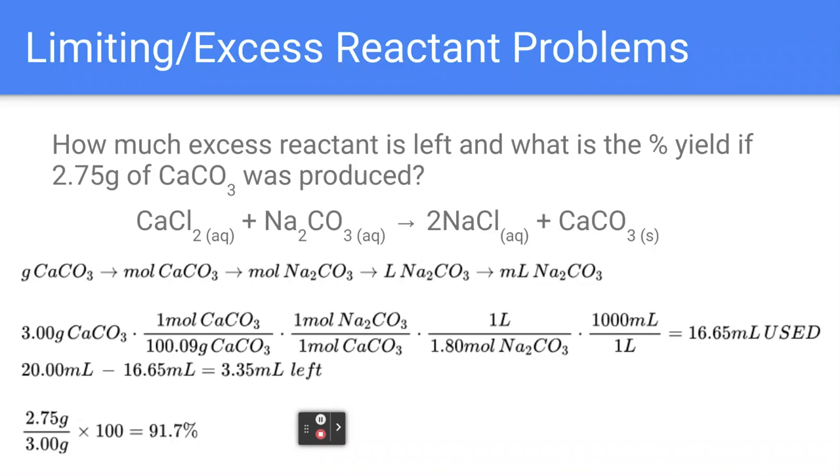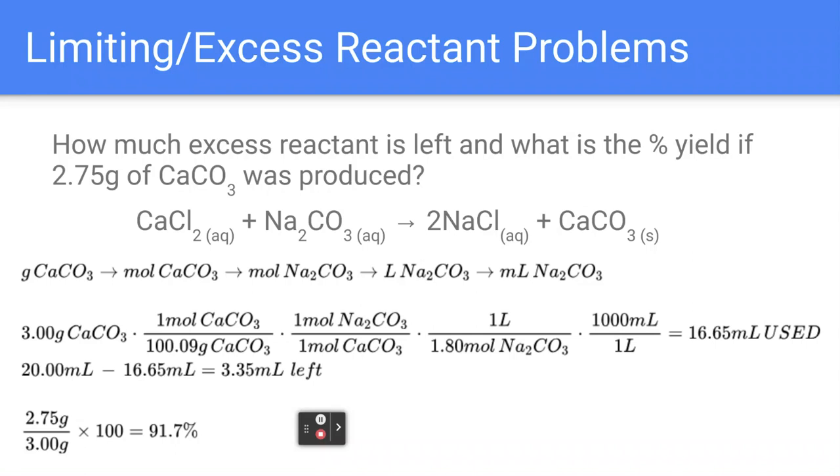Using the molar mass, get us out of grams of calcium carbonate into moles, out of moles of calcium carbonate into moles of sodium carbonate using the mole-to-mole ratio. Use the molarity to get us out of moles and into liters, and then out of liters into milliliters. So we use 16.65 milliliters.